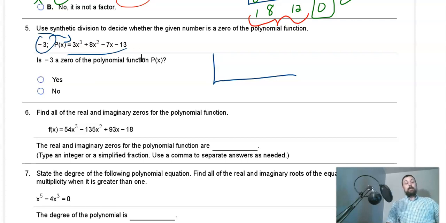And so then we would answer yes. If the remainder is not 0, we answer no. So again, it's just a simple, either it is or it isn't. Either the remainder is 0 and the answer is yes, or the remainder is not 0 and the answer is no. So this time, this is what confuses students.